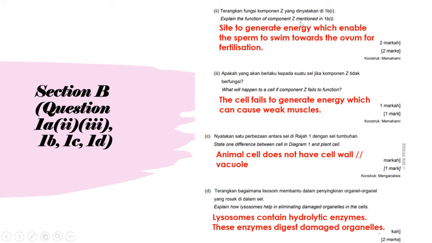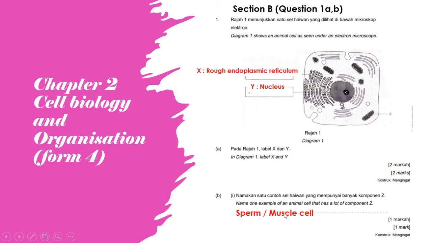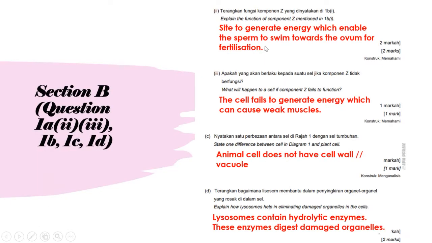So why does the sperm need a lot of mitochondria? The first mark is site to generate energy. Mitochondria function as a site to generate energy, one mark. Then enable the sperm to swim towards the ovum for fertilization, that is another one mark. If you wrote muscle cell as the example, you have to relate your muscle cell with the answer in B2.